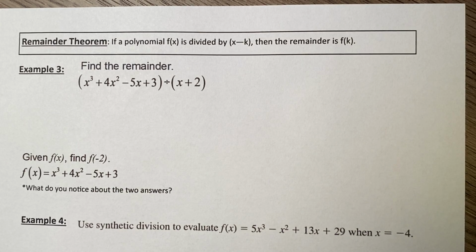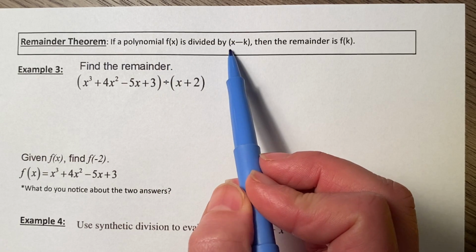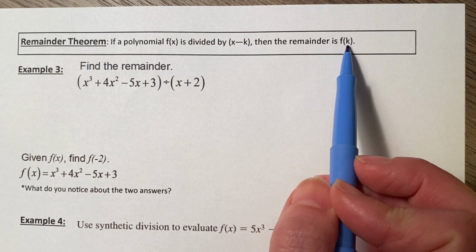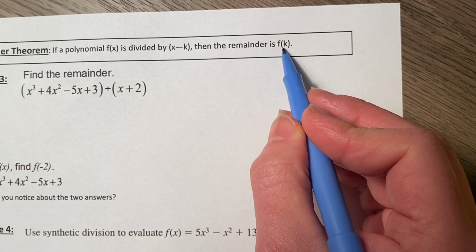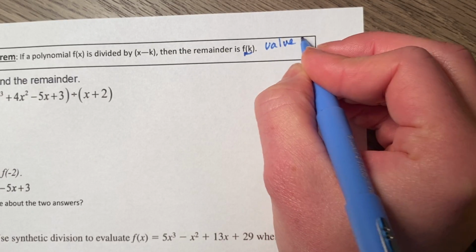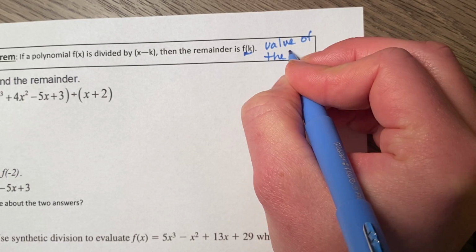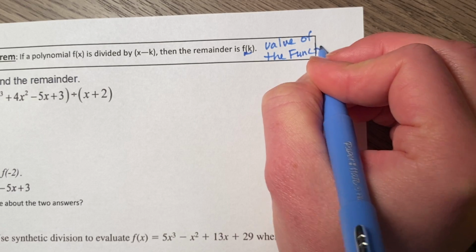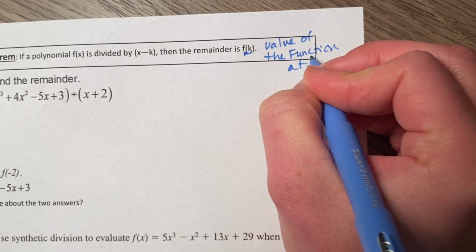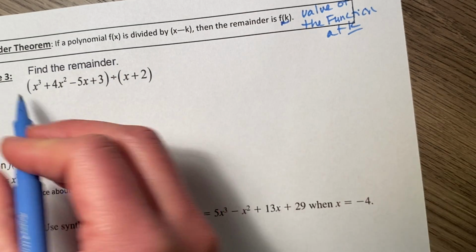All right, so next we're going to look at the remainder theorem. It states if a polynomial f of x is divided by x minus k, then the remainder is f of k. So remember, this tells us the value of the function at k. Okay, so at that point k.